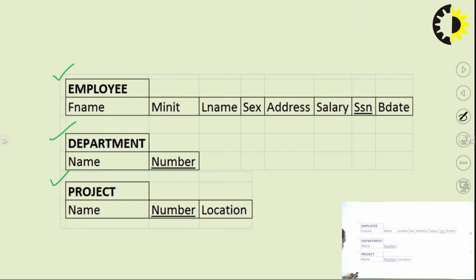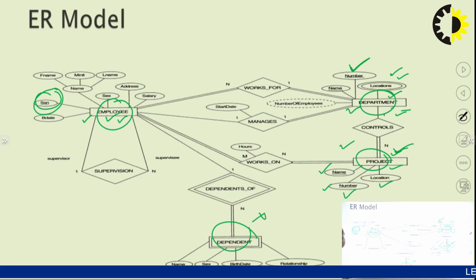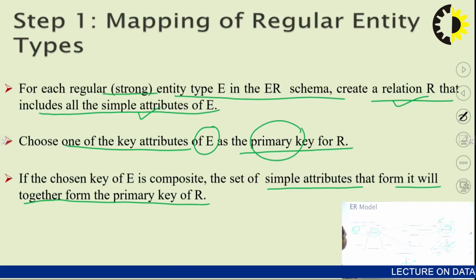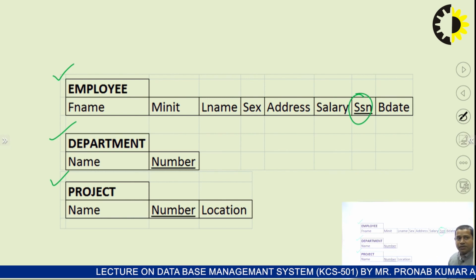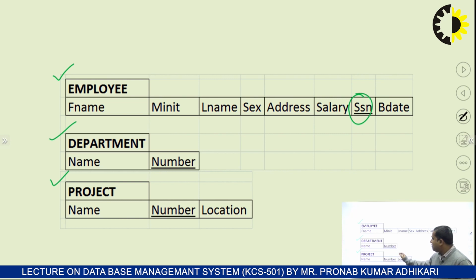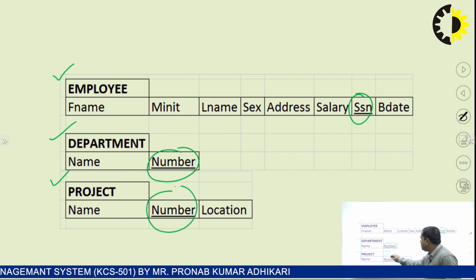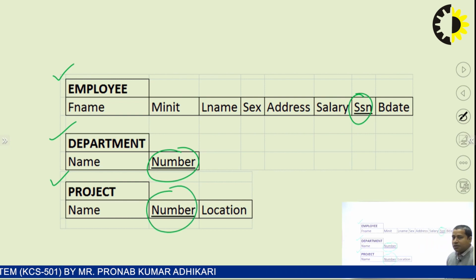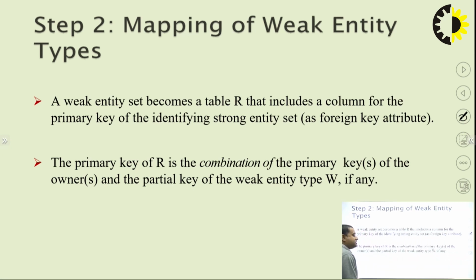Okay, so the attributes conform to the ER diagram entity sets, like here SSN number, birth date, name, sex, address, salary. All those, including this SSN number, are represented with the primary key. For department, department number, and for project, project number. Now moving to the next step, mapping of weak entity sets.